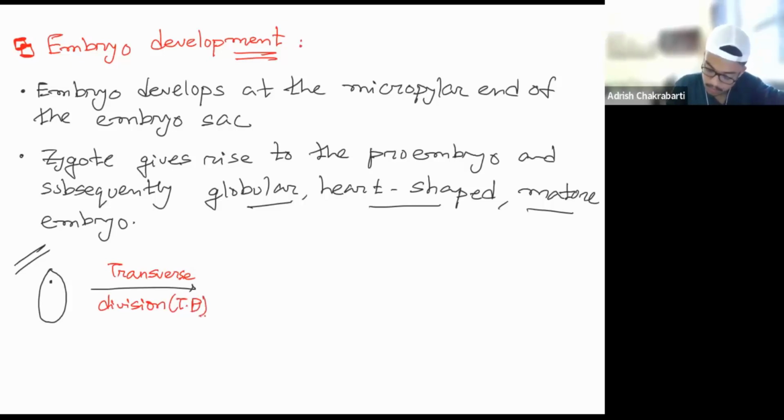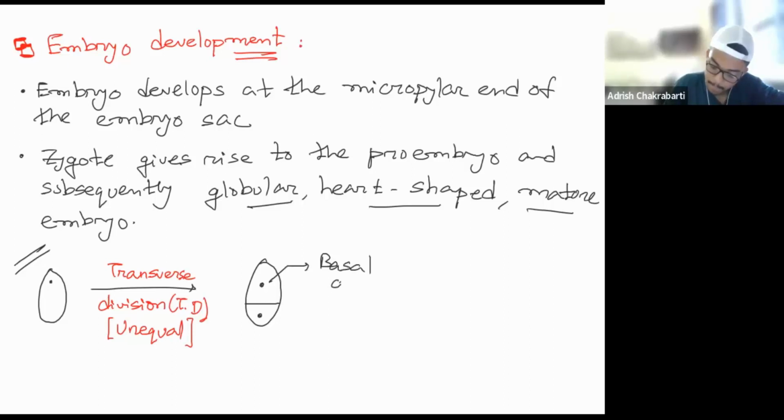Oh, it is TD. TD. Okay. Just take a note. This is unequal transverse division. So now what does it form? It forms this. Now we have a basal cell. We have a terminal cell.